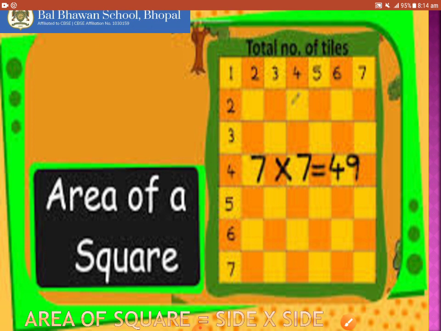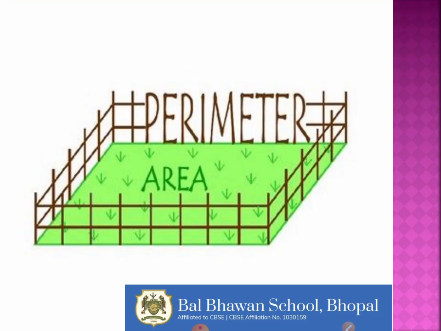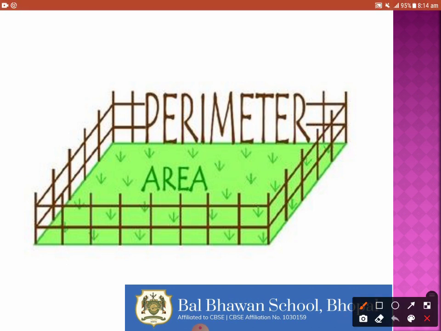So children, we have learned today that the perimeter of a closed shape is the boundary around the closed shape, and the area is the region covered inside the boundary of the closed shape. So you can see the perimeter here is represented by the boundary and the area is represented by the grass or the region inside this boundary. I hope the difference between area and perimeter and the concept of area and perimeter is clear to you.